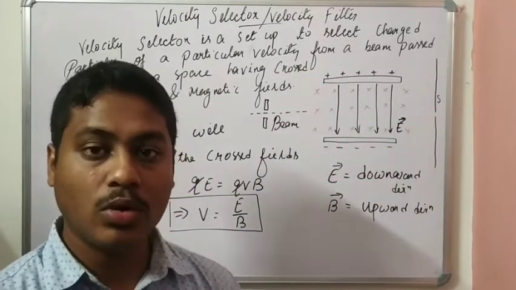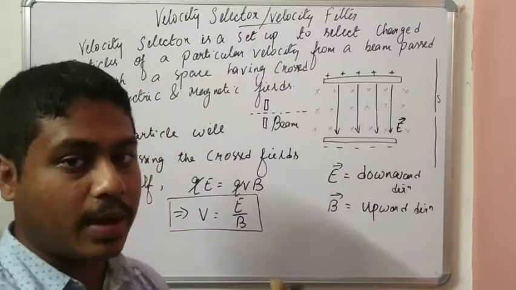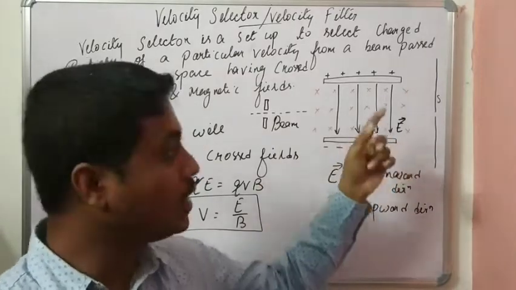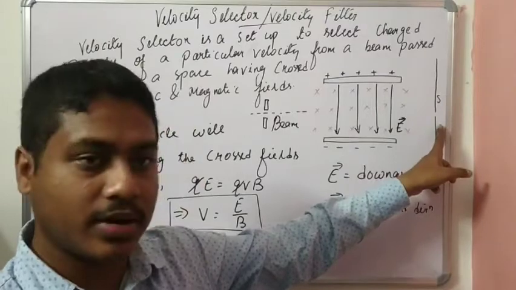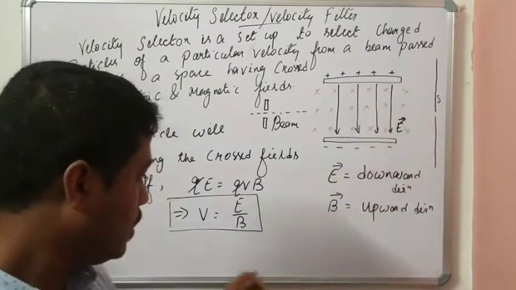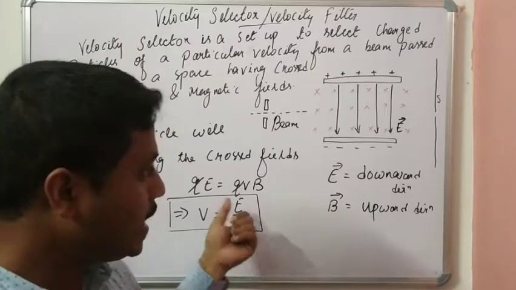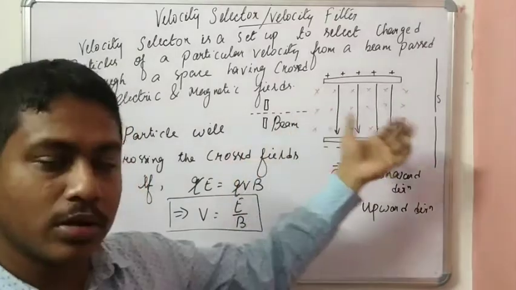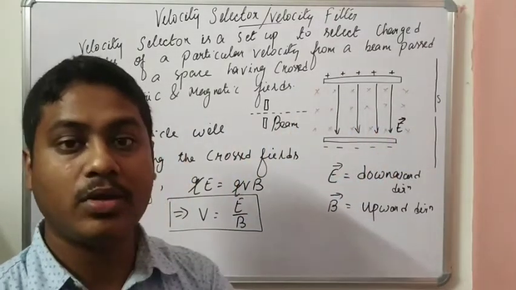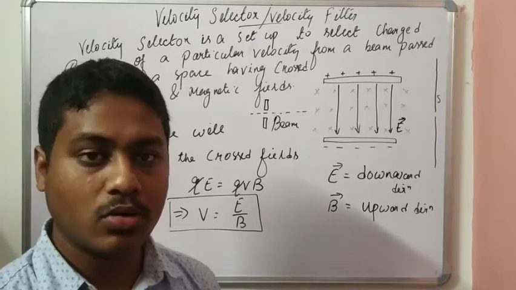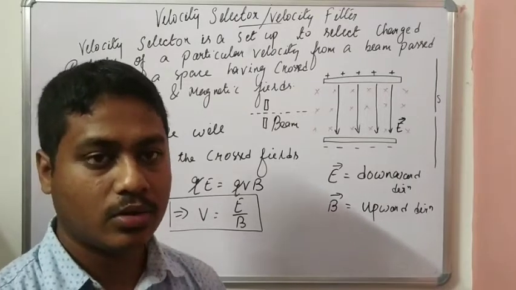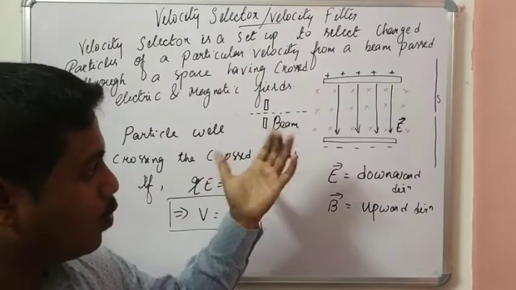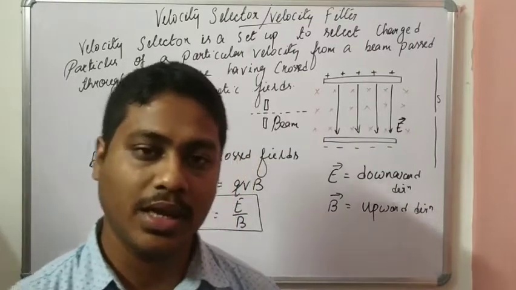If the value of v is less than E by B, then what will happen? That particle will never cross the crossed fields and will not reach the screen. This last part is a screen. Now, if I put a charged particle with velocity greater than E by B, it will also cross, and if it is equal, it will also cross. But if it is less than E by B, it will never cross the crossed electric and magnetic fields. So this is the particular velocity with which we need to project.